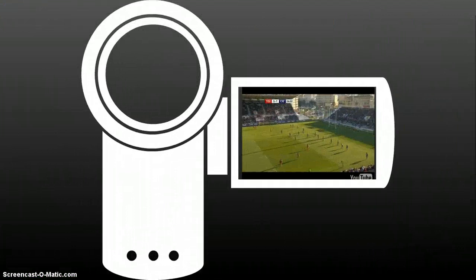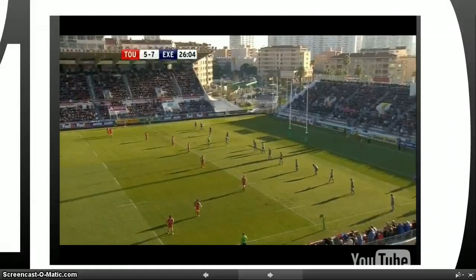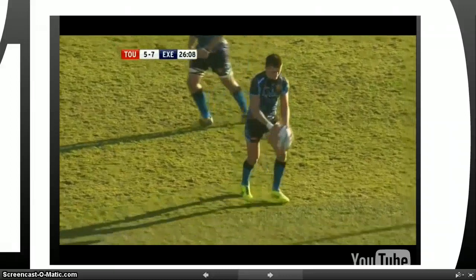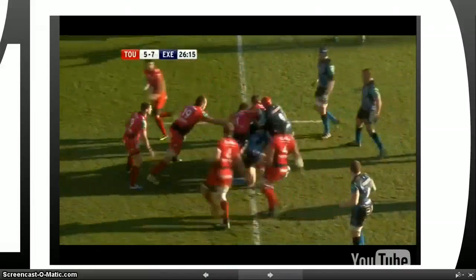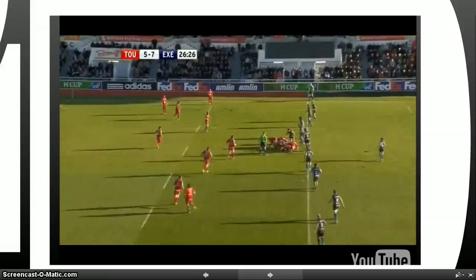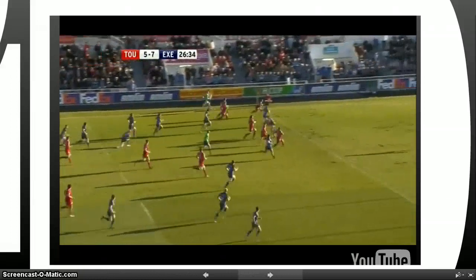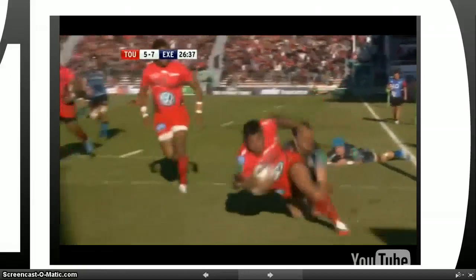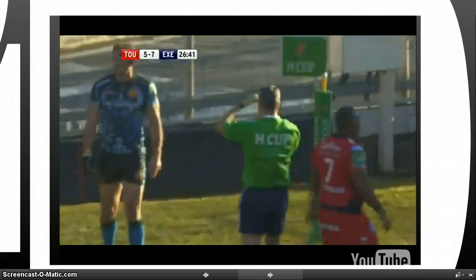The clip is of Toulon's second try and shows a series of unsuccessful tackles that leads to Toulon scoring a try in the corner. A well taken try by Toulon.